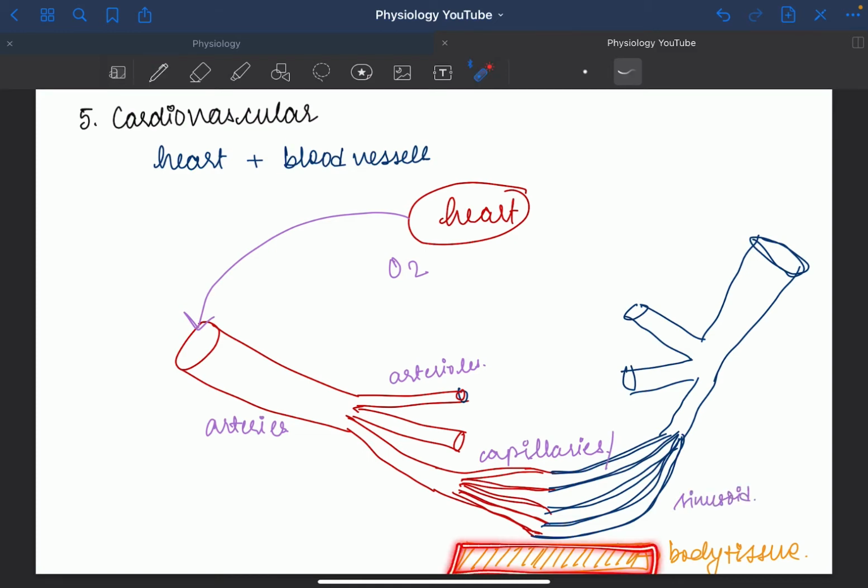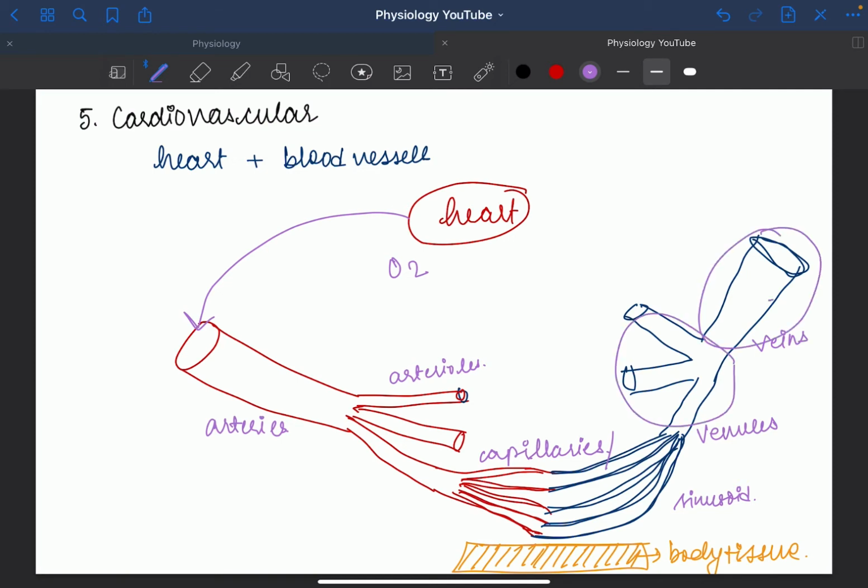And this is the body tissue. The exchange of material and oxygen takes place between the walls of capillaries and body tissue here. Carbon dioxide is passed on again into the capillaries, and this becomes the impure blood, which is then passed on to venules and veins. This is the vein, these are the venules. Now these veins again transfer the carbon dioxide rich blood into the heart.